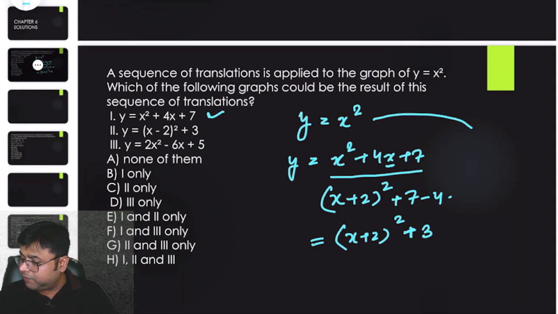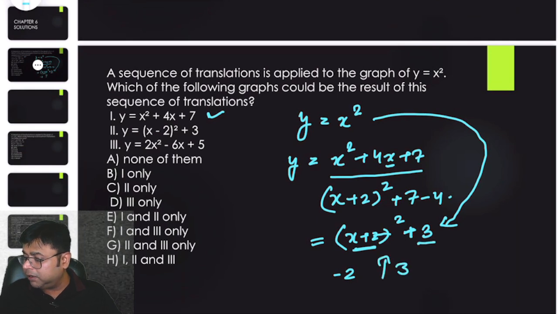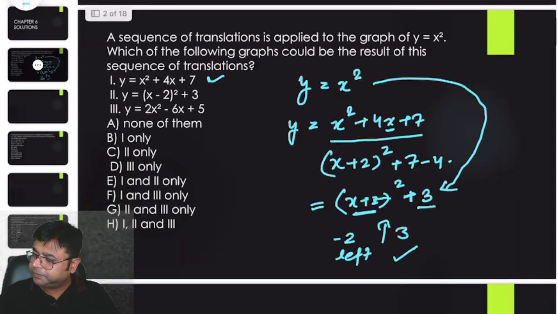Now if I look at this graph and compare, it's a translation to the left by 2 units, because there's a plus sign, plus 2. This is the translation in x, so it will move to the left by 2 units, and plus 3 means up by 3. So this transformation is purely because of translation happening horizontally or vertically. So I can say yes, this can be a result of it.